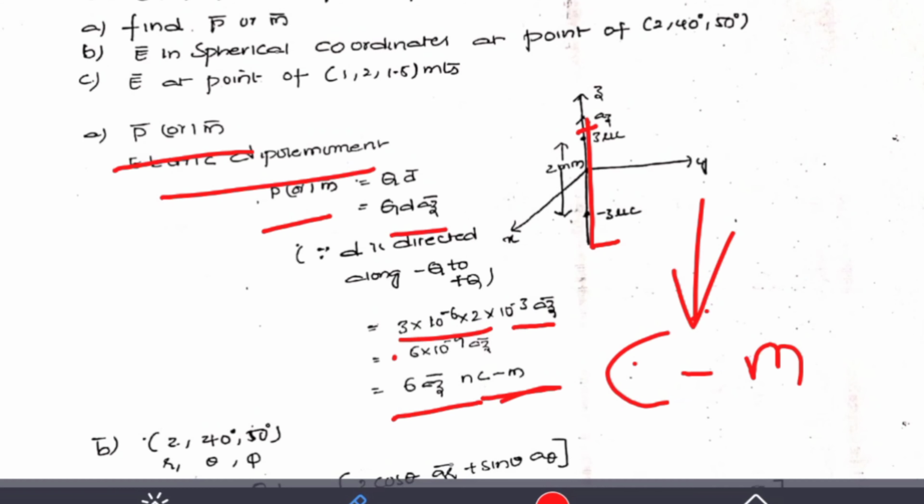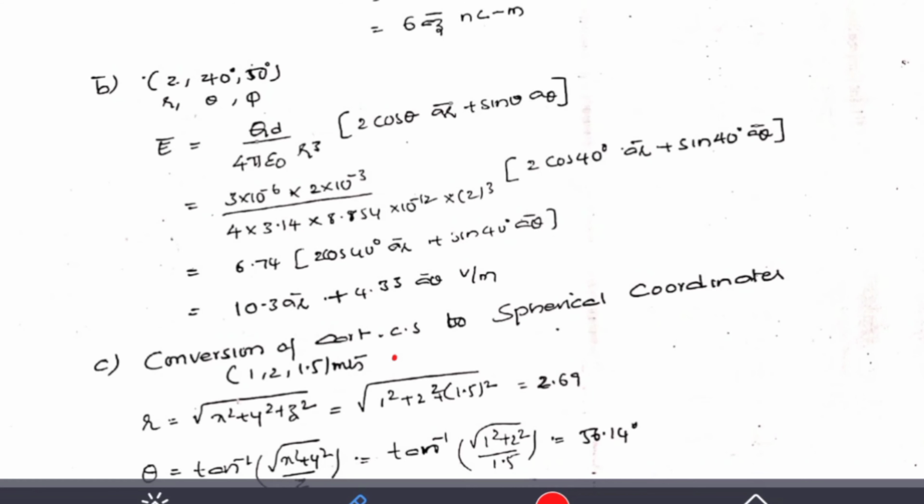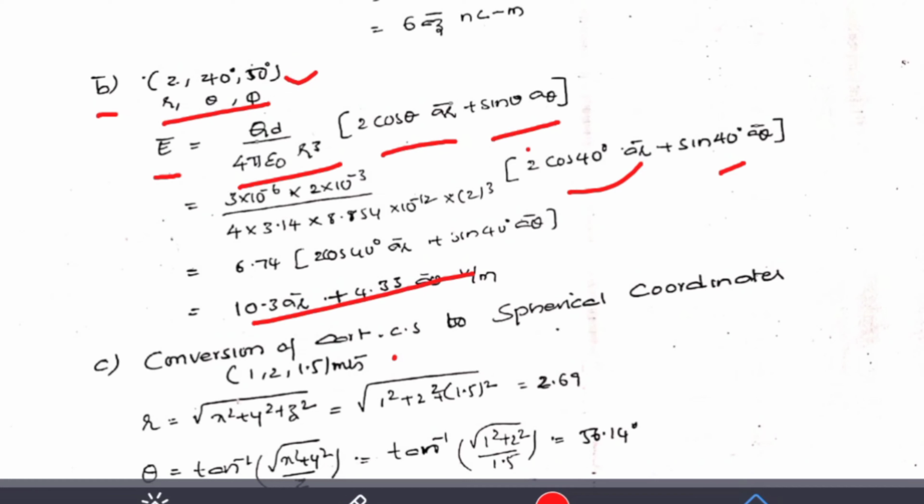Similarly, coming to the second part, the electric field intensity at (2, 40 degrees, 50 degrees), that is r, theta, phi, in the spherical coordinate system. E bar, according to the dipole, equals QD by 4 pi epsilon naught r cube times (2 cos theta AR plus sin theta A theta). This is the formula we required. Now we substitute all the values, with theta equal to 40 degrees. Finally we obtain the electric field intensity due to the electric dipole at the point (2, 40, 50) as 10.3 AR plus 4.33 A theta volts per meter.